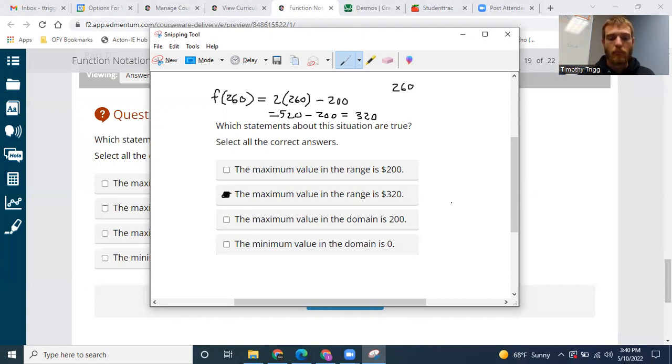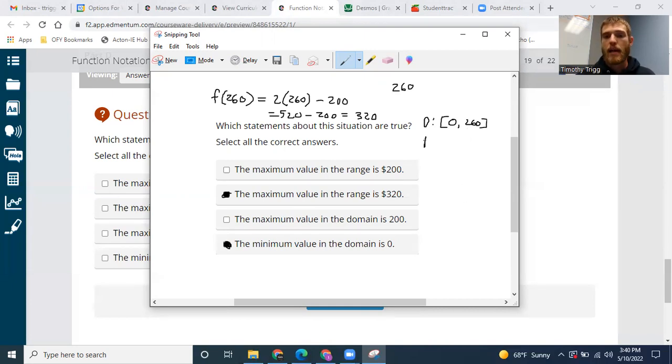Okay. The maximum value of the domain, well, let's think about this. So the domain is how many bracelets they sell. Well, what's the lowest amount they can sell? 0. 0 is the lowest amount that they could sell. What's the highest amount that they could sell? Well, they could sell all their bracelets, which is 260. So for our domain, our input values, the lowest input value possible is 0. And the highest input value is 260 in this case. So the minimum value of the domain is 0.